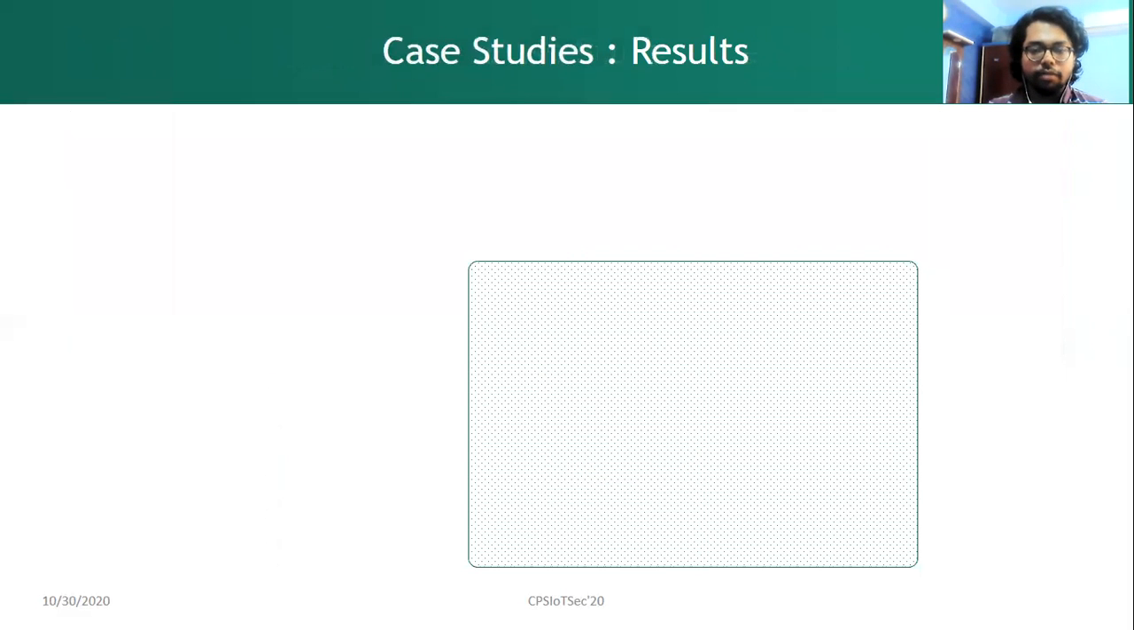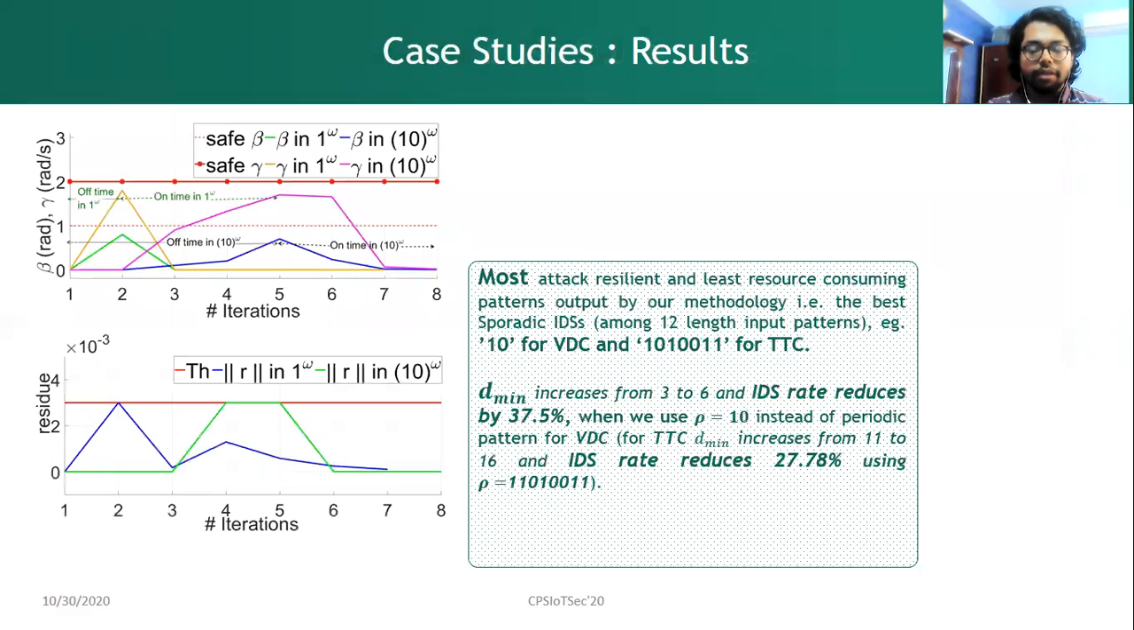Now we can see from the plot that for the pattern output for VDC using our algorithm, the IDS downtime increases from 2 to 5. Due to that, the IDS rate decreases, giving a significant IDS reduction of 37.5%. Now for TTC using the 110.10011 pattern, the IDS rate decrement is 27.7%.